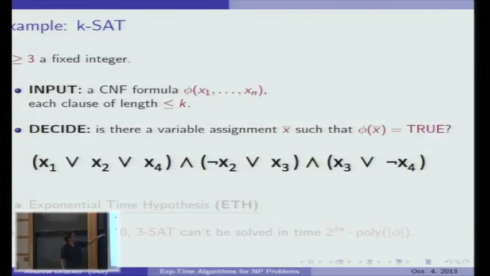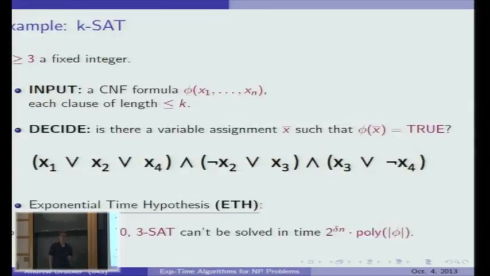Sure. So a CNF is an AND of ORs, where each OR is an OR of variables or negated variables. So this is the prototypical NP-complete problem. And so it was sort of natural to pose the exponential time hypothesis in terms of this problem as well.